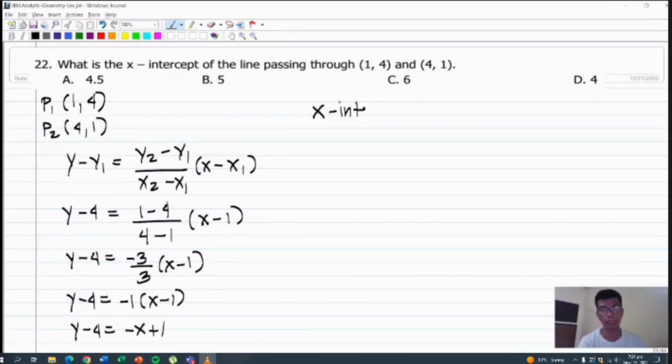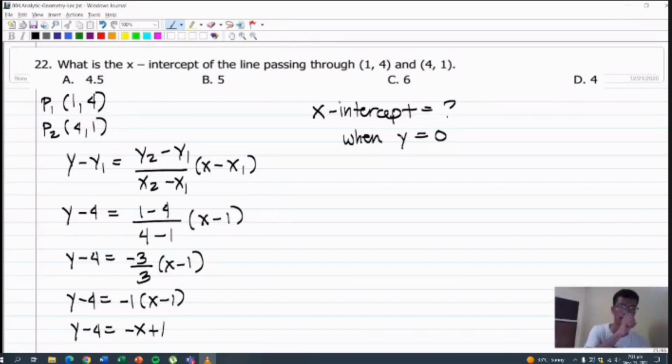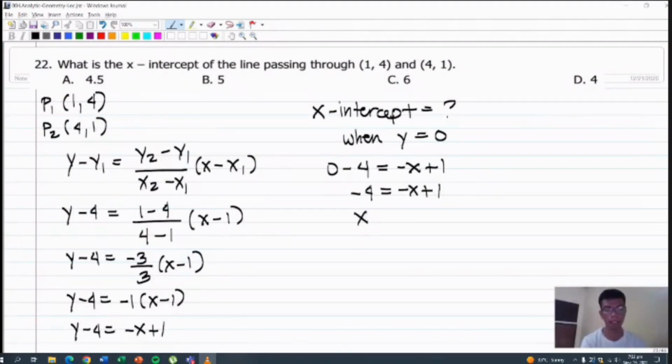Diba kung pinapahanap sa atin is the x-intercept, that is when y is equal to 0. Sinabi naman na natin yan. Nakukuha natin ang x-intercept when y is equal to 0. So, palitan natin ng 0 yung y. So, 0 minus 4 is equal to negative x plus 1. This will give us negative 4 is equal to negative x plus 1. Ilipat natin si x para maging positive, and then ilipat natin si 4, magiging positive 4 plus 1. And that will give us a value of x which is equal to 5. So, letter P.